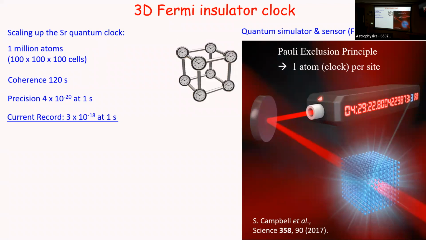At that time, we had a clock at the 10 to the minus 16 level. And over the last 6 years or so, we have pushed this now to 10 to the minus 18 at 1 second. We still have several orders of magnitude to go, but it just feels very exciting as we move along this direction. And I will tell you a little bit about these numbers a few minutes later.